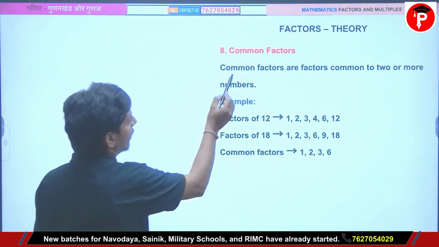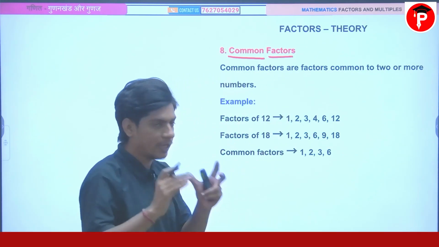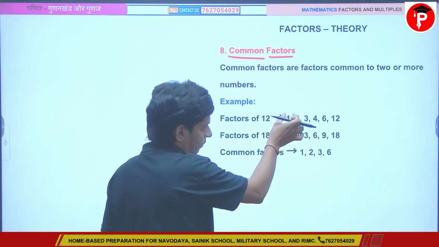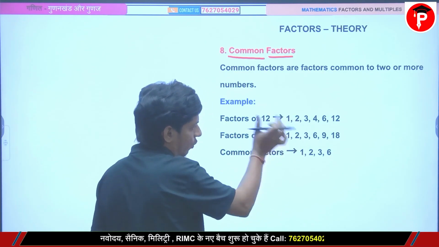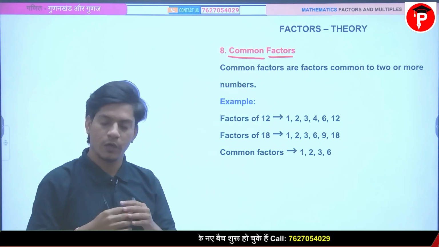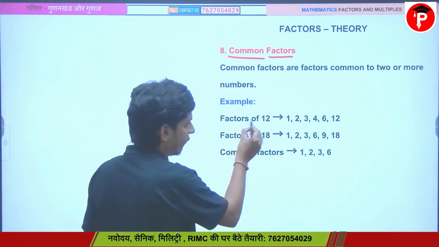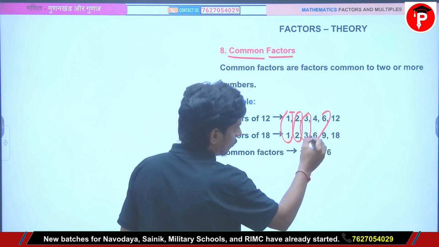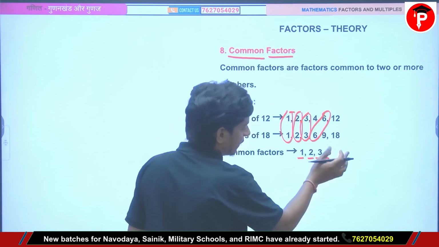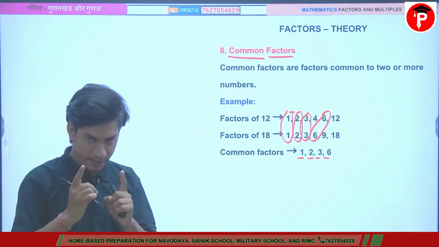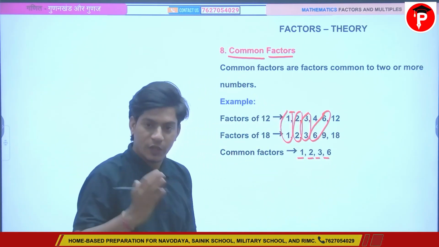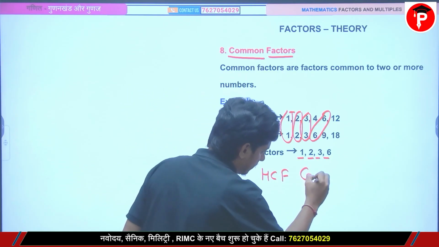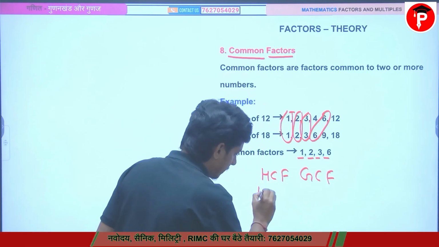Okay, next slide, common factor. Yes, keep in mind common factor. What is the meaning of common factor? The common factor is the factor which is common to both numbers. We can compare 2, 3, 4, or even more than 2 numbers. If you look at the factors of 12, 1 is common, 2 is common, 3 is common, 6 is common. So 1, 2, 3, 6 are the common factors. Keep in mind, from common factor you have already heard about the word HCF or GCF. HCF means highest common factor.